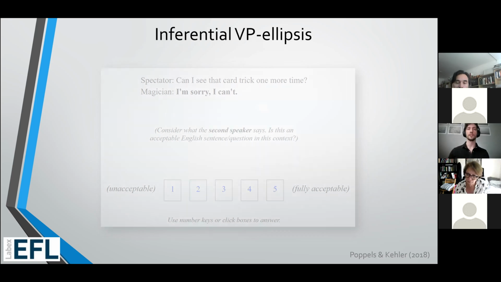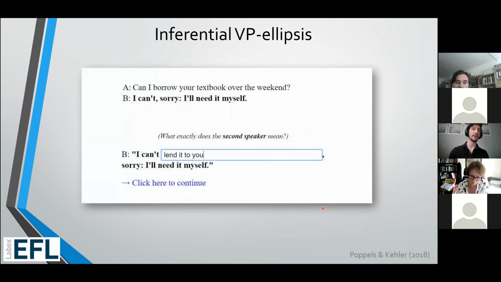In the second part of the experiment, we show them a different task where, again, they read the same dialogue. Again, they focus on the second utterance, but this time they don't judge its acceptability, but they paraphrase it. We do this by inserting a text box where otherwise the ellipsis site would have been. We ask them, what exactly does the second speaker mean? They use their own words and just paraphrase it freely. And what we do with those paraphrases is we look at the verb only, for the purpose of this experiment, and compare it to the verb in the antecedent. I'll show you what that means.